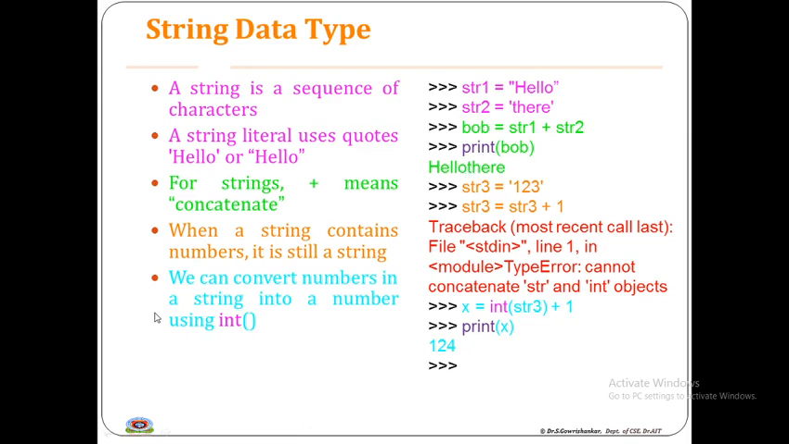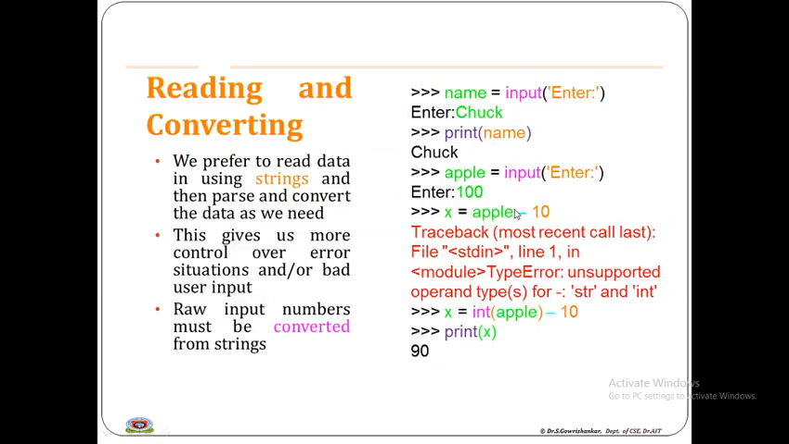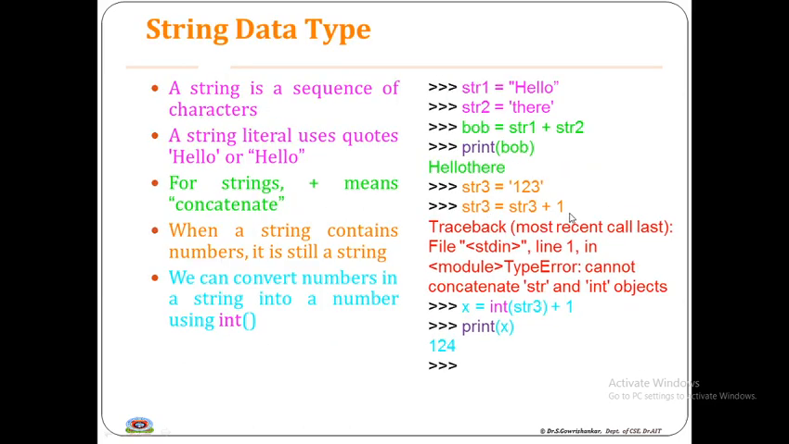Now for strings, the plus means concatenate. When a string contains a number, it is still a string. For example, if you place 1 2 3 in single quotes, it is a string. Now if I do string 3 equal to string 3 plus 1, it will show me a traceback error, because st3 is a string and 1 is a number. I'm trying to add 1 to a string, which doesn't happen. But anyhow, we can do some typecasting here.